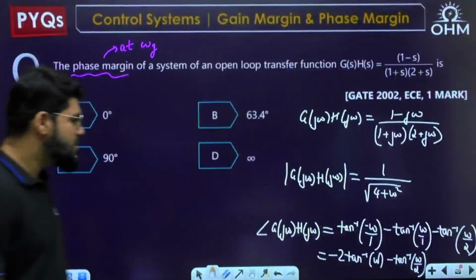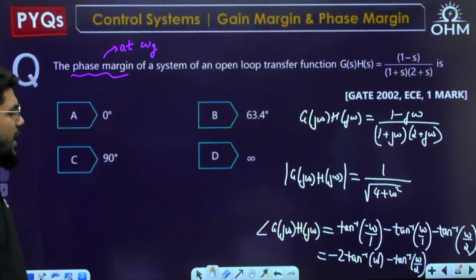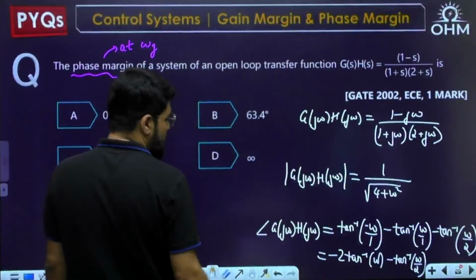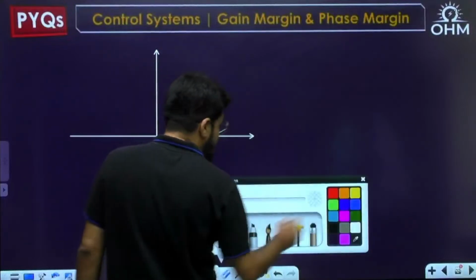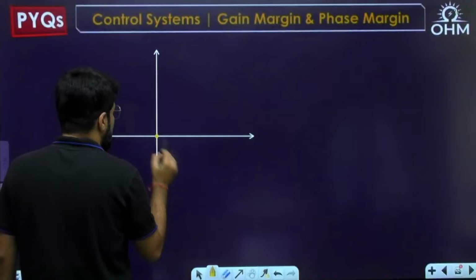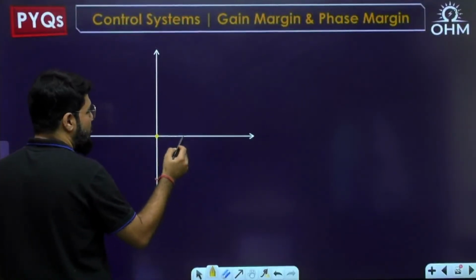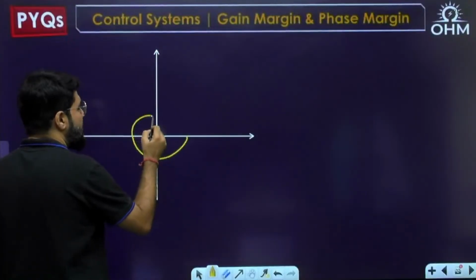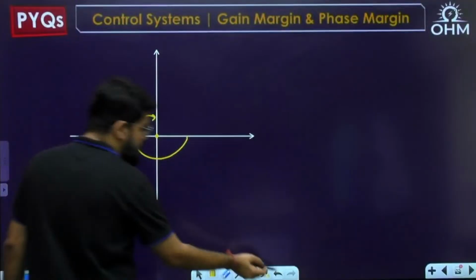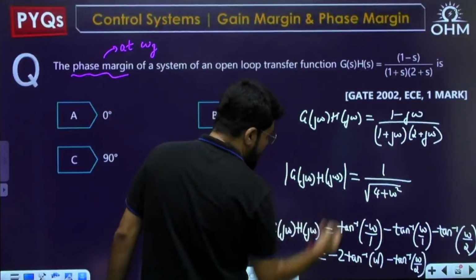That will be how much? 270 degree. Am I correct? At omega equal to infinity, magnitude will be 1 upon infinity, which is 0, and the phase is minus 270 degree. So minus 270 degree will take me here. At omega g, at infinity, how much is the phase I calculated? 270, 90, 90, 90, minus 270, that is why I'm going clockwise. But what is the magnitude? 1 upon infinity, 0.